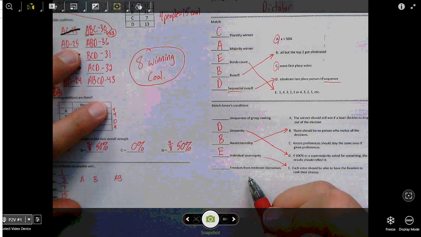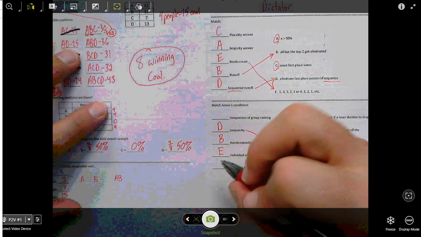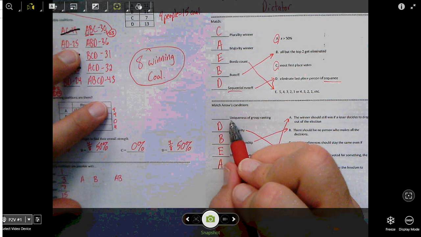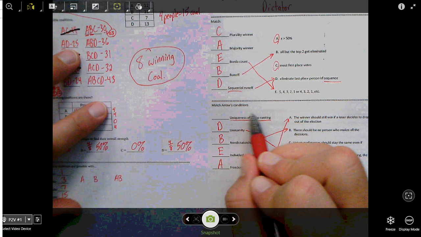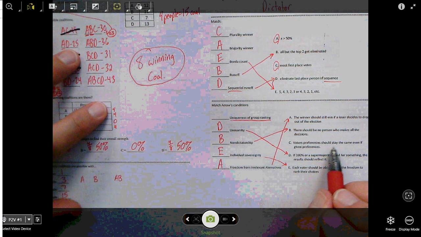Independence of irrelevant alternatives. If you're irrelevant, that means you should not affect the winner. So the winner should still win. That'd be A. And lastly, the one that I always say, guys, fill out, do the first 4, and then the last one always be uniqueness. Voters' preferences should stay the same even if given preferences. That would be C.